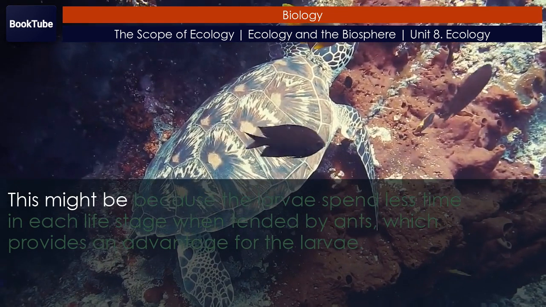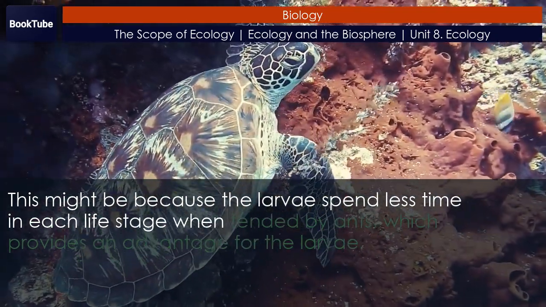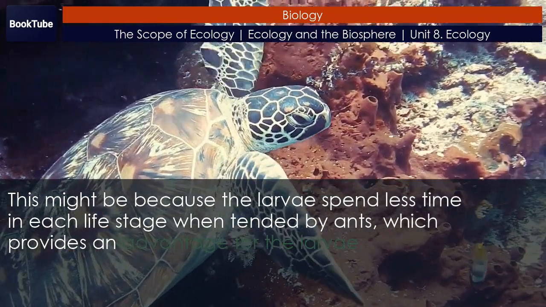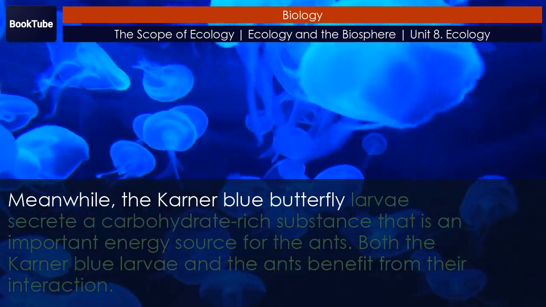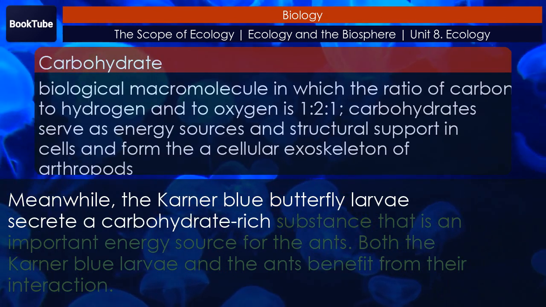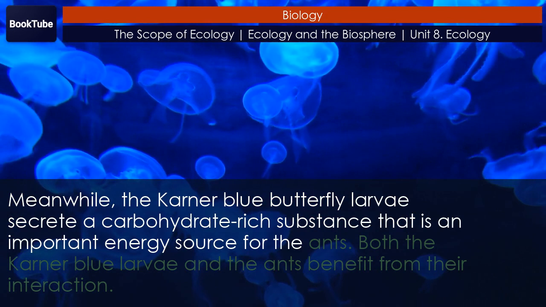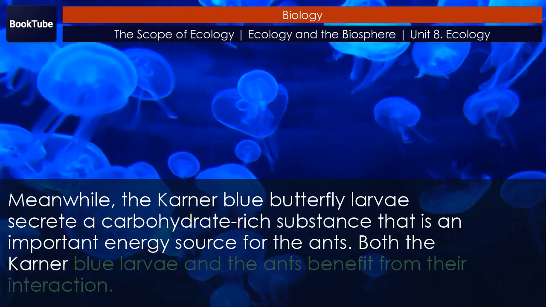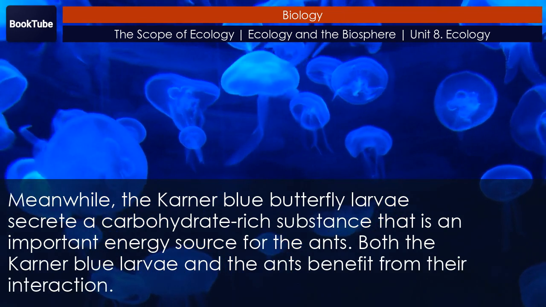This might be because the larvae spend less time in each life stage when tended by ants, which provides an advantage for the larva. Meanwhile, the Karner blue butterfly larvae secrete a carbohydrate-rich substance that is an important energy source for the ants. Both the Karner blue larvae and the ants benefit from their interaction.